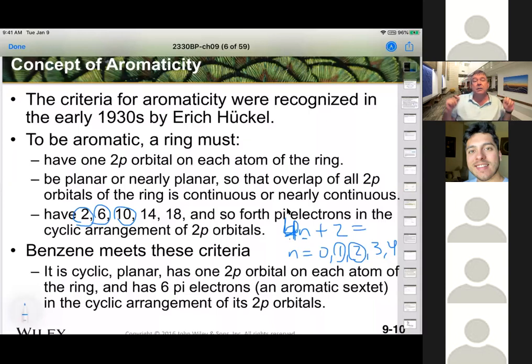Okay, does benzene meet these four requirements? Ring, p orbital on each atom, nearly planar so that all those p orbitals can overlap, and does it have that many electrons in p orbitals?